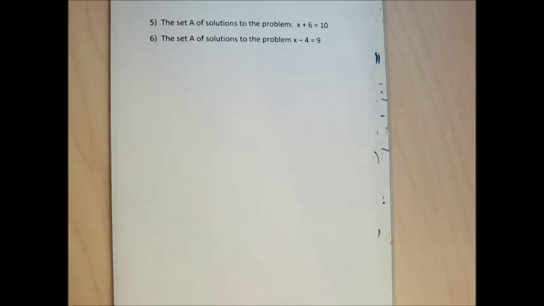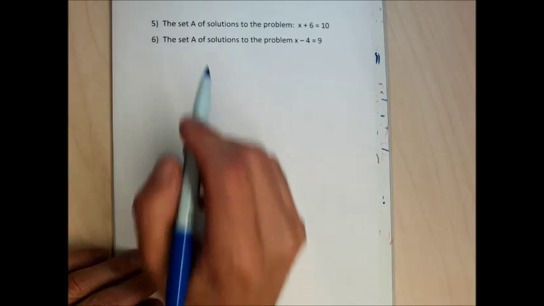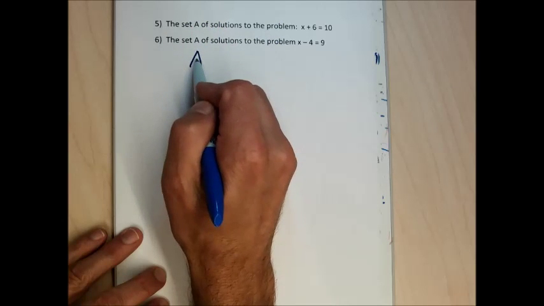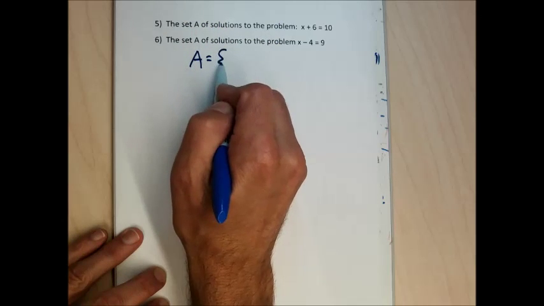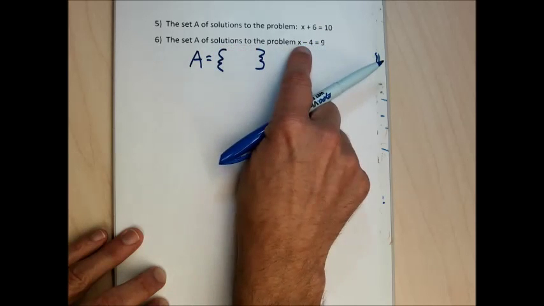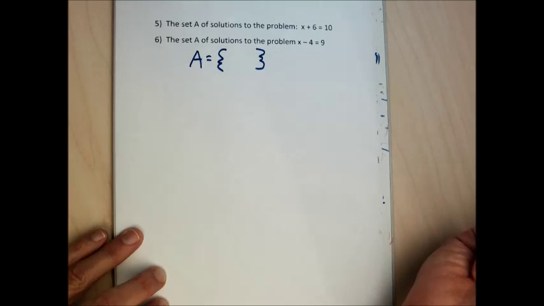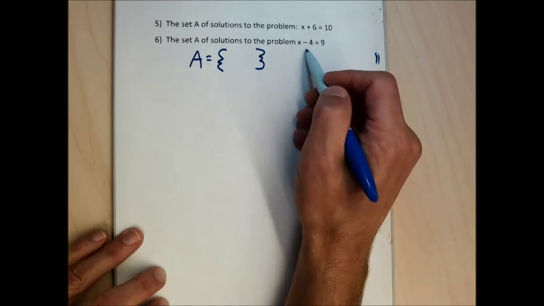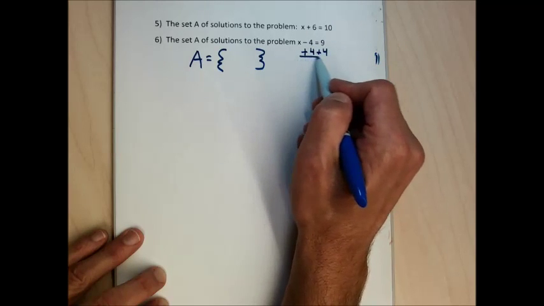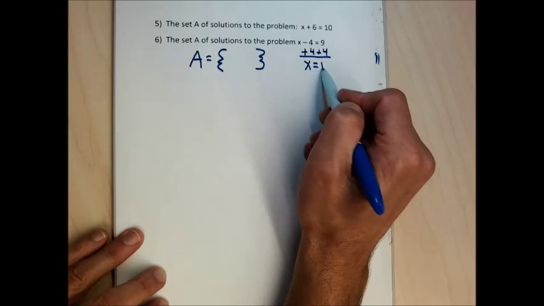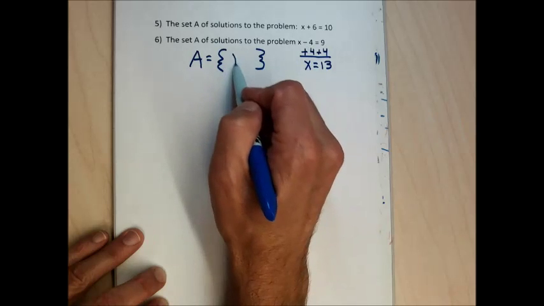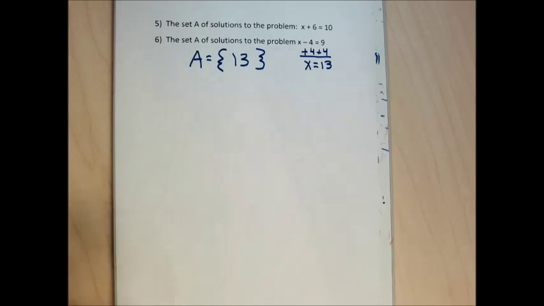So we get 5 and 6 to do here. Let me work on 6. For 6, the set A, so I'm going to write A followed by an equal sign, put my squiggly brackets, and A has a set of solutions to x minus 4 equals 9, so I need to do the algebra to solve this. The algebra that I'm going to do is I'm going to add 4 to both sides, and that's going to give me x equal to 13. This equation only has one solution, so the only element in set A is the number 13.